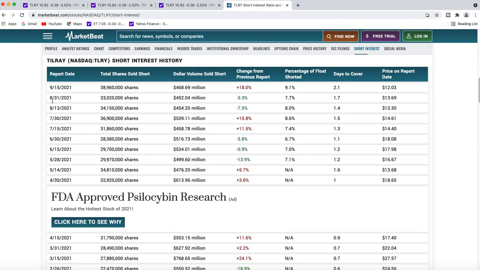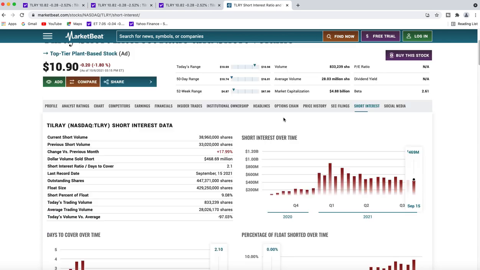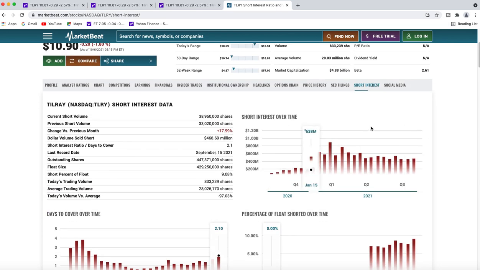First item we're going to cover is short interest. Based on this report, from 8/31 to 9/15, we increase in short positions about 6 million shares. And that's an increase of 18% shorted. So now we're at around 9% of the float that's shorted versus 7.7%. I'll place this article down below so you can review it.